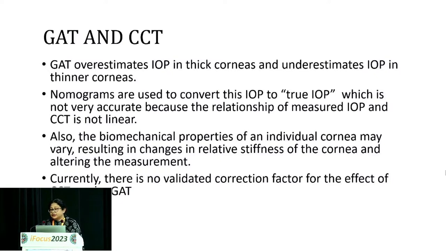The Goldman tonometer overestimates the IOP in thick corneas and underestimates in thinner corneas. There are nomograms which convert this IOP to the cornea-corrected IOP, but none of them are very accurate. Also, there are biomechanical properties of the cornea which come into play, which are very individual to each eye, and they cause a change in stiffness of the cornea and alter the measurement. That is why we are having newer tonometers which incorporate these properties in their measurement.